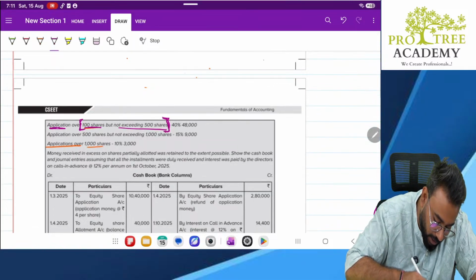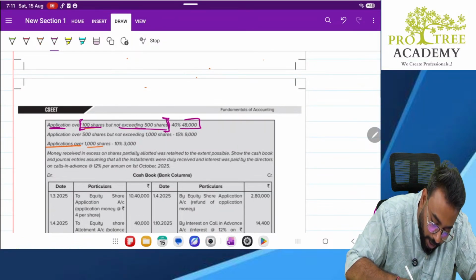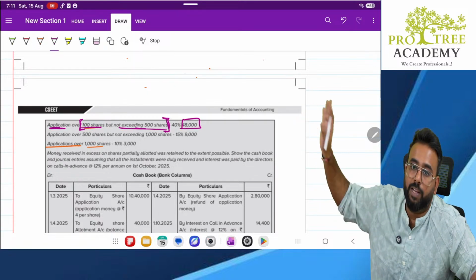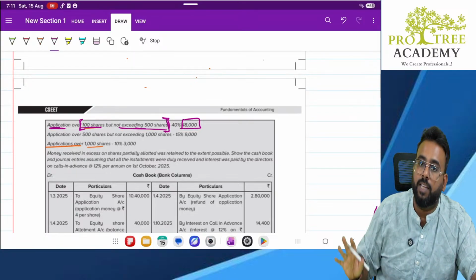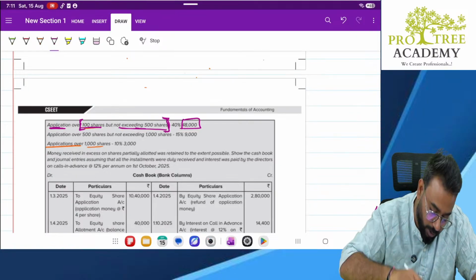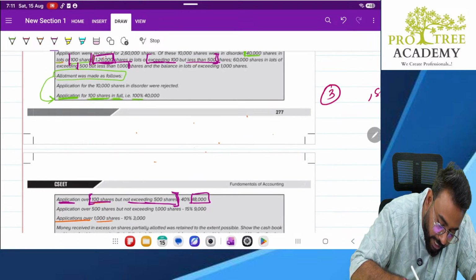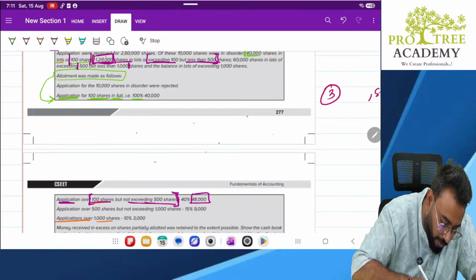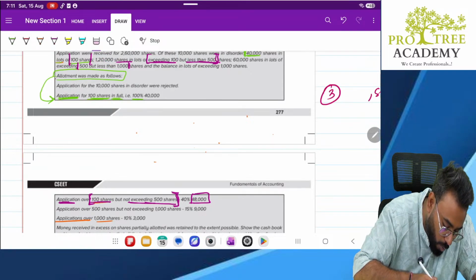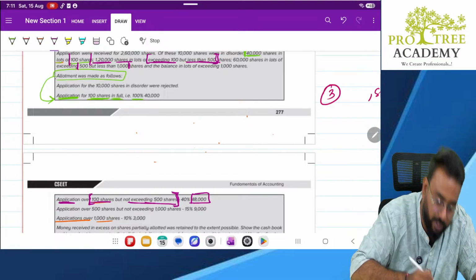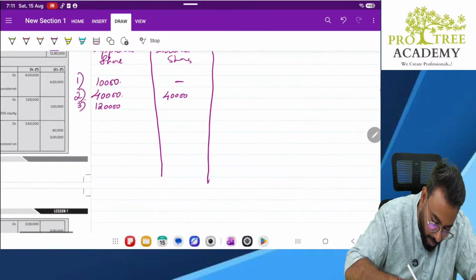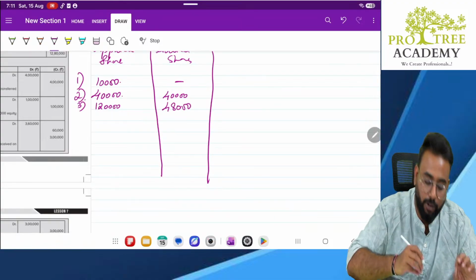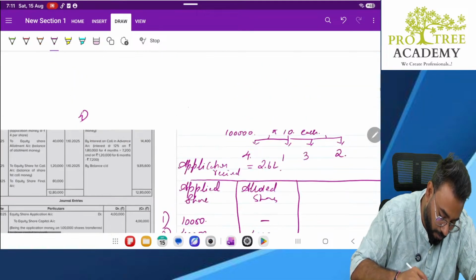So applications received for over 100 shares but not exceeding 500 shares, how many applications have they accepted? They have accepted application for 48,000 shares only. That means they have allotted only 48,000. But how much was applied? See, exceeding 100 but less than 500, how many share applications have we received? We had received actually 1,20,000. But how much have they allotted? Only 48,000. Clear? So what is the allotment? Only 48,000.